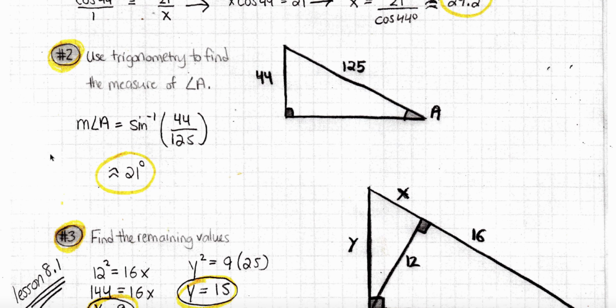Number two, use trigonometry to find the measure of angle A. Remember, in this class, when you find an angle measure, you're always going to round to the nearest whole number. 44 is opposite angle A, and 125 is the hypotenuse. So the measure of angle A would be the inverse sine of 44 over 125, which actually gives you 20.6, but that allows us to round up to 21 degrees. And that's the complete solution for number two.